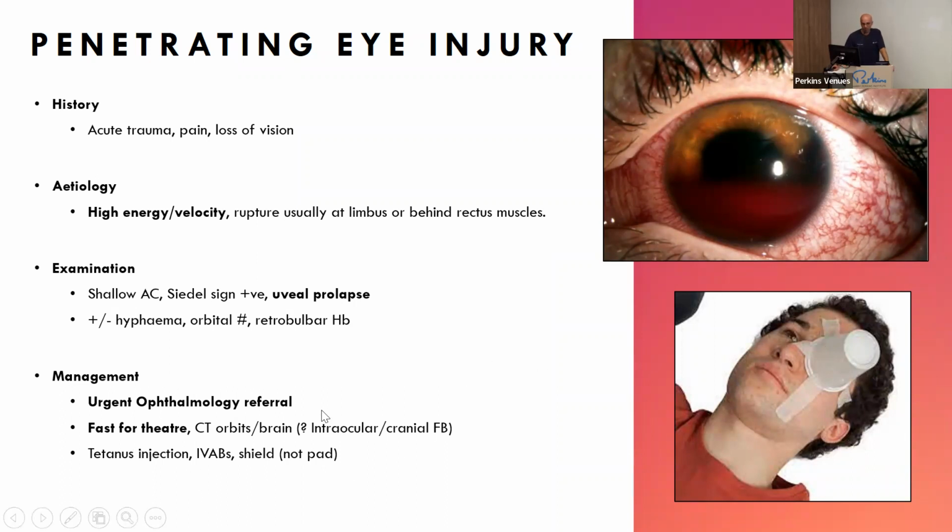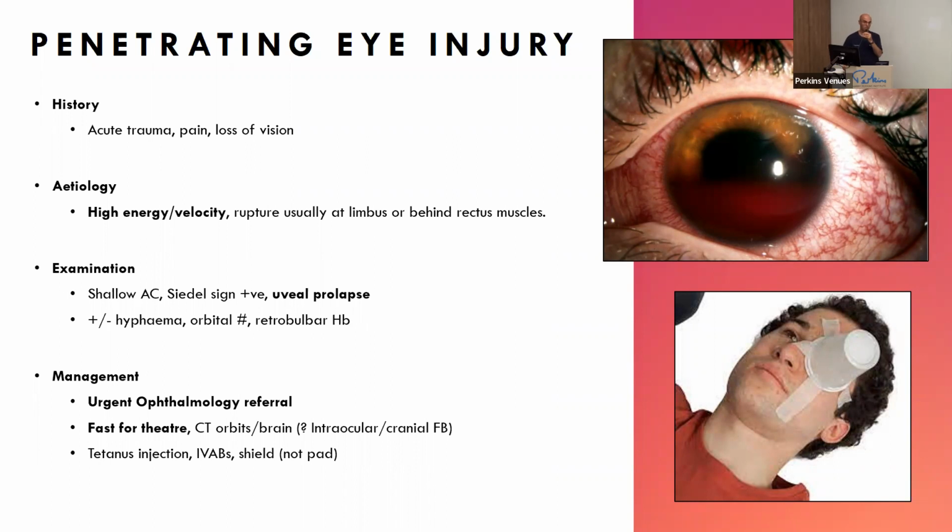So yeah, you want to fast them, get some imaging. CT is usually the quickest one to be able to get. Don't get an ultrasound of the eye because that involves putting pressure on the eyeball. And an MRI takes time. So usually the best one to get in the emergency department is a CT. If all you've got is an X-ray, that's okay.